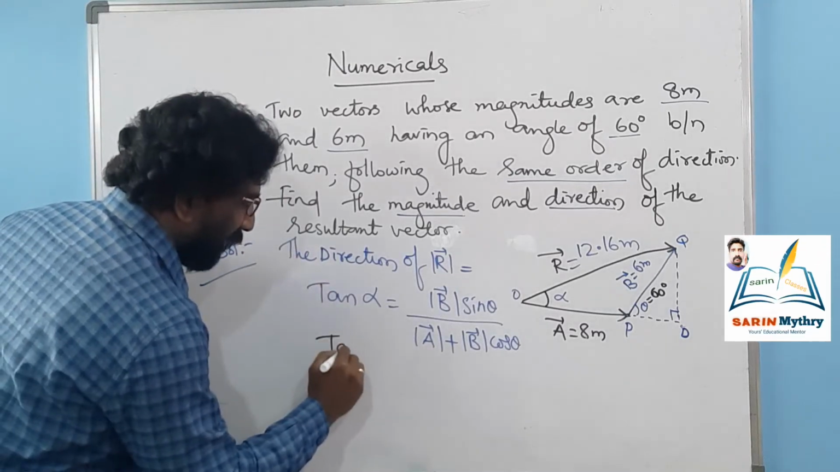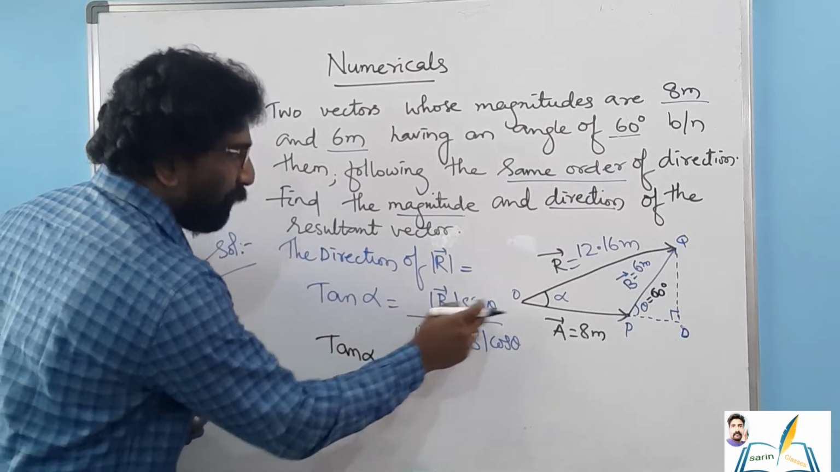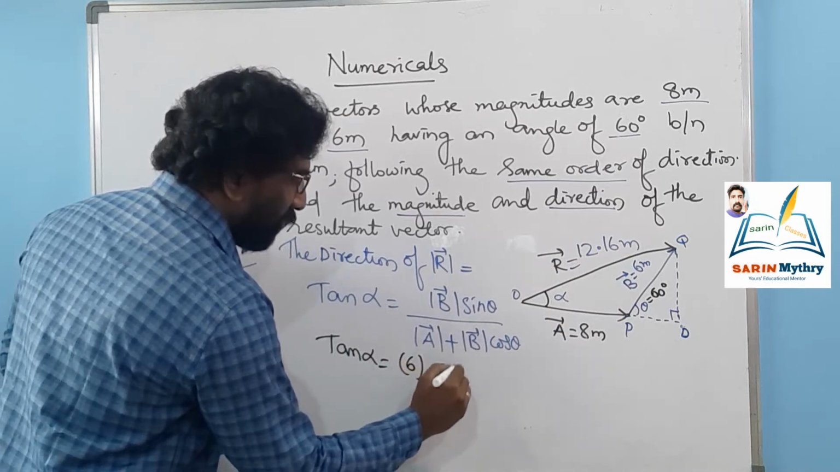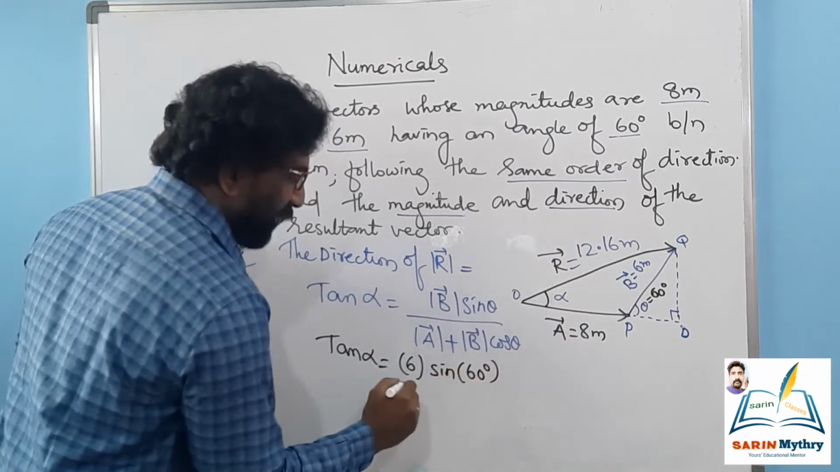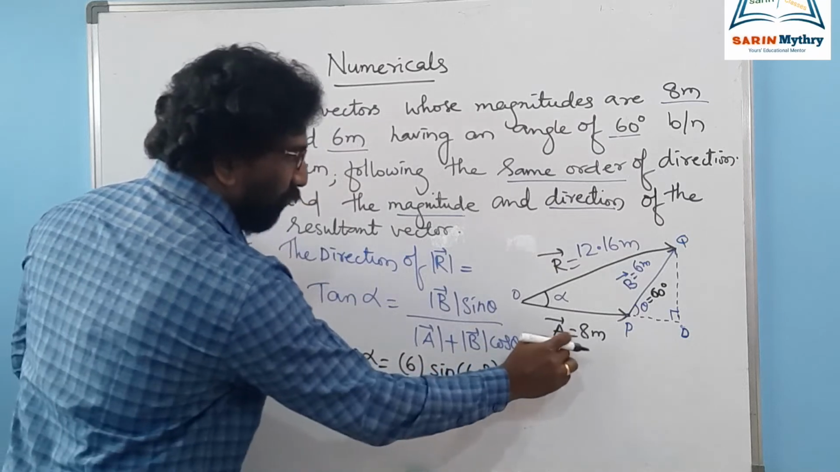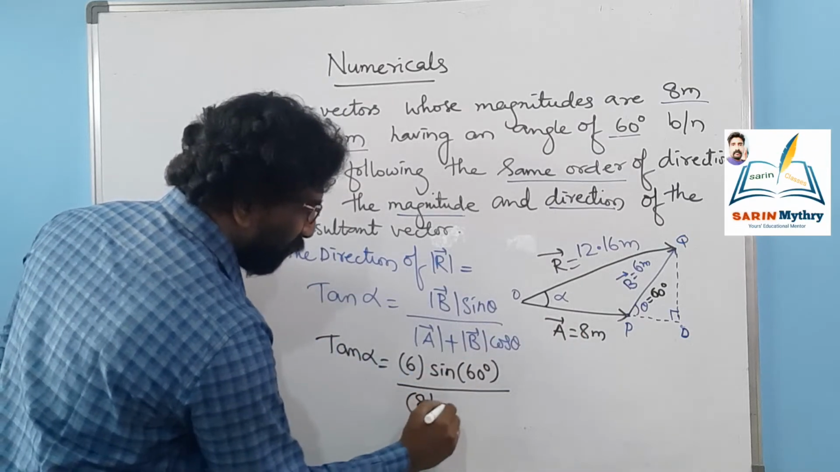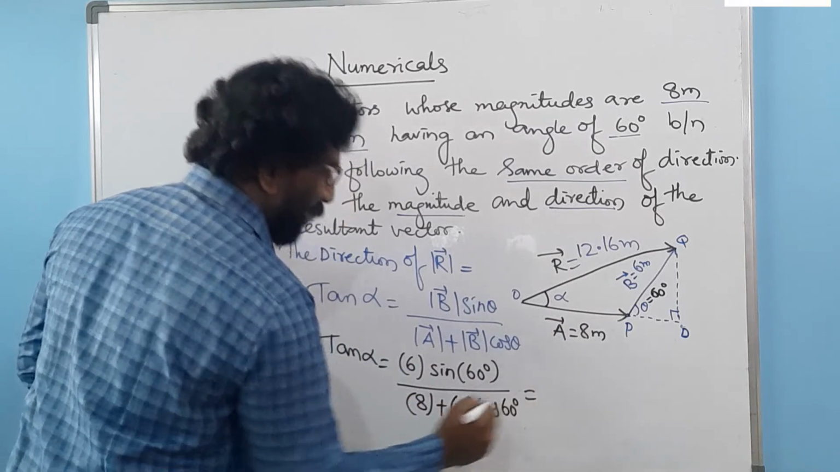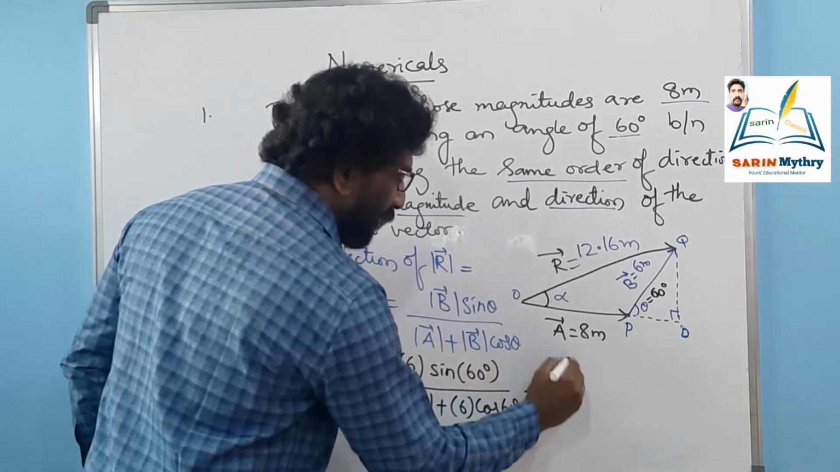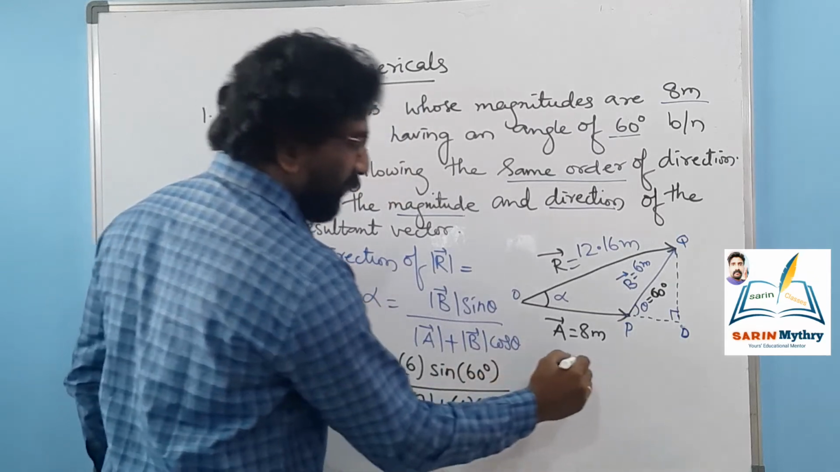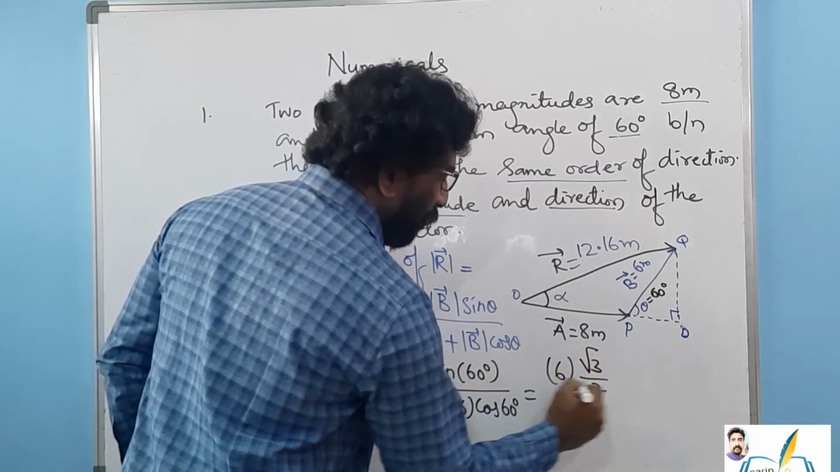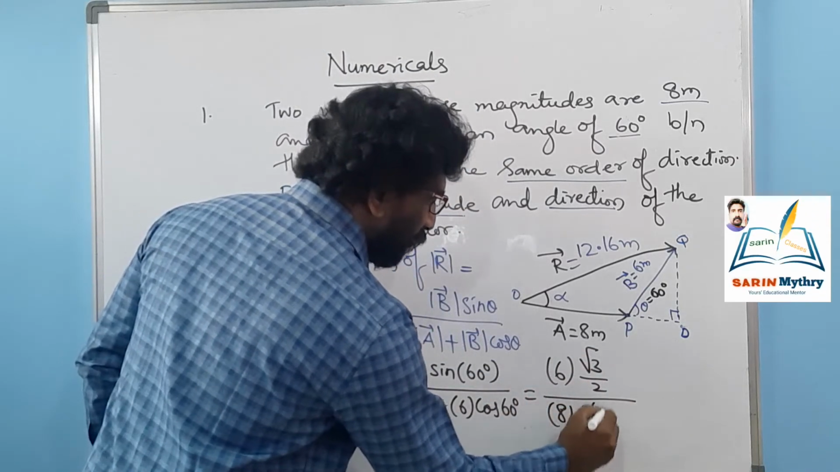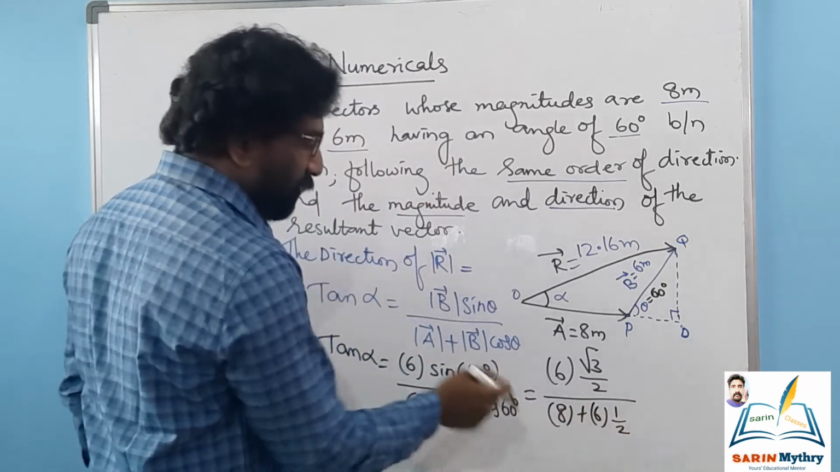So now tan alpha is equal to, what is mod B? Mod B equal to 6. So 6 into sine of theta. What is theta? 60 degrees. Sine 60 over mod A. What is mod A? 8. 8 plus 6 into cos 60. So now 6 into, what is sine 60? It is root 3 by 2. Root 3 over 2 divided by 8 plus 6 into 1 by 2, which is cos 60.